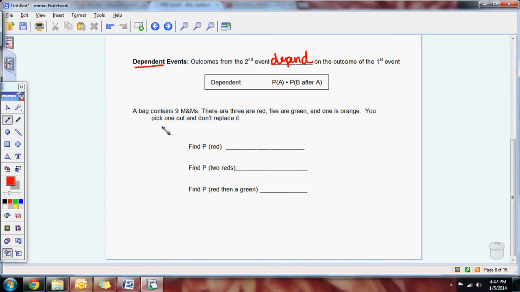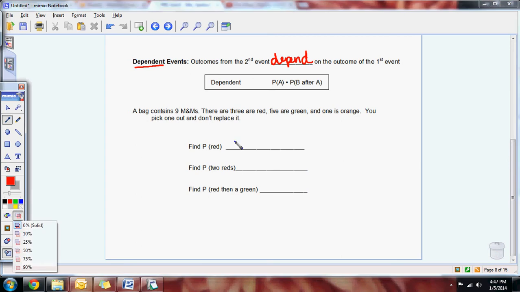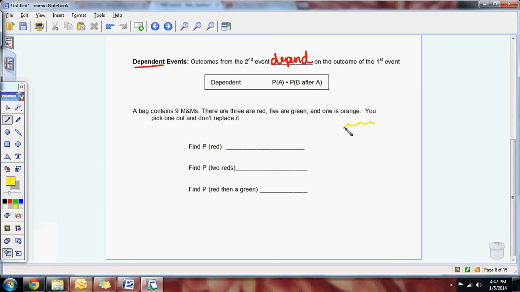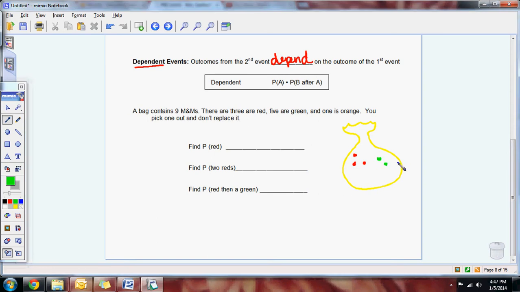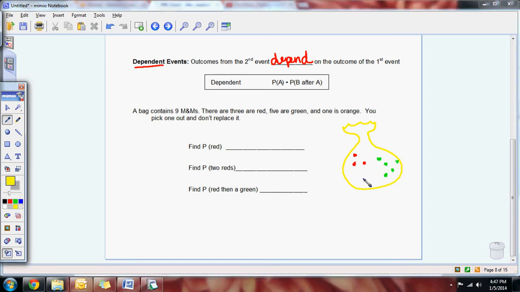So we have a bag of M&Ms. I'm going to draw this bag, and when you're explaining this to your group members, it might be a good idea to have them do this example with you. So we have our bag, and we have some M&Ms. We have 3 reds. So draw 3 reds. We have some greens, 5 green. And I don't have orange, so I'm going to use yellow. Hopefully that's not too confusing for you.